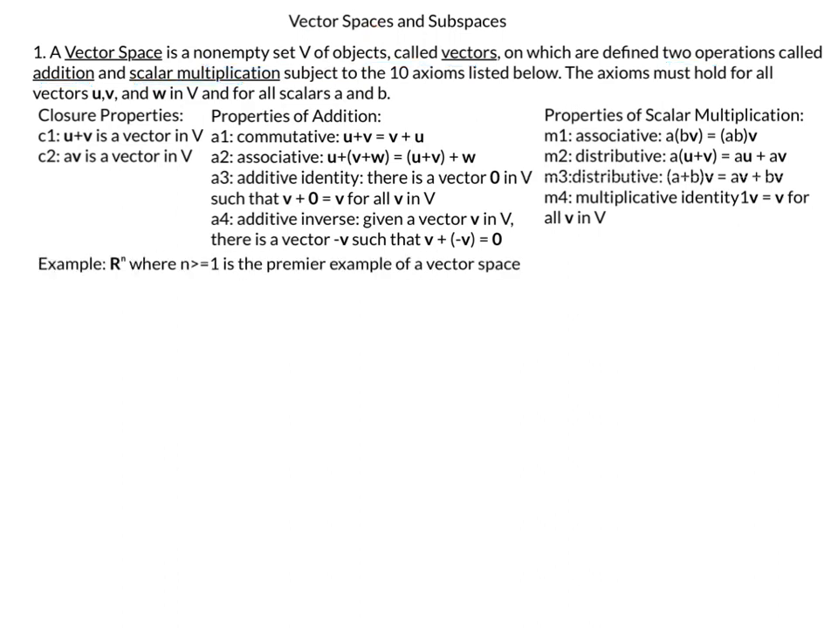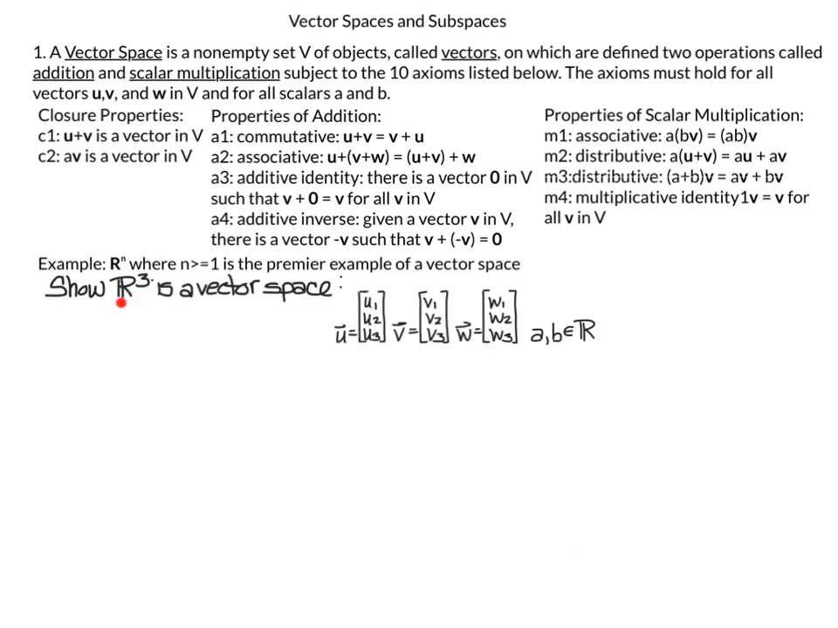To look at these different properties, we're going to use Rn, where n is greater than or equal to 1, and Rn is sort of our canonical or premier example of a vector space. It's the one that everyone learns first and you're quite familiar with. For this first example, just to simplify things a little more, we're going to focus on R3, and we're going to show that R3 is a vector space.